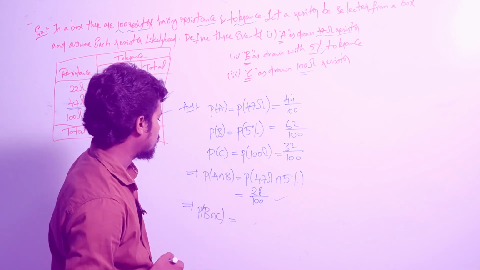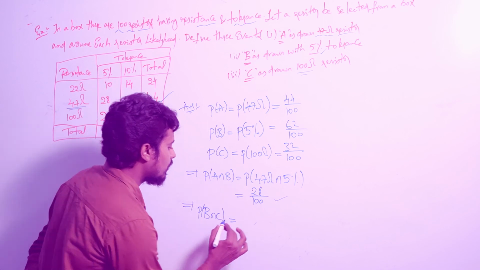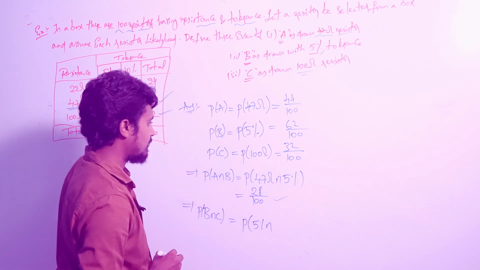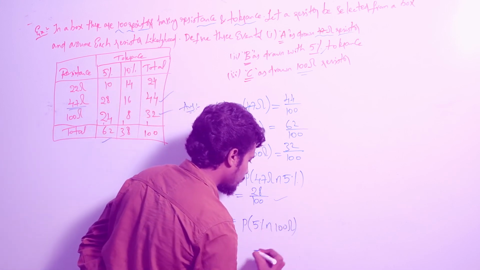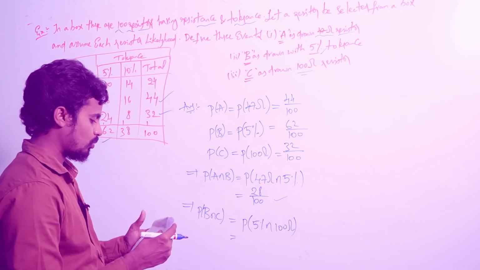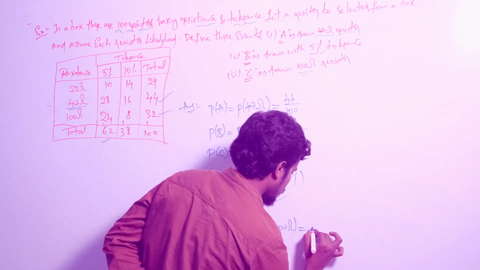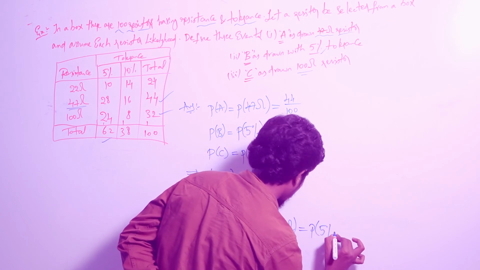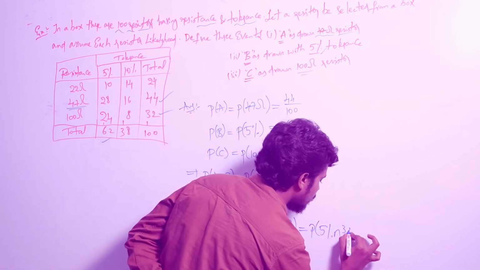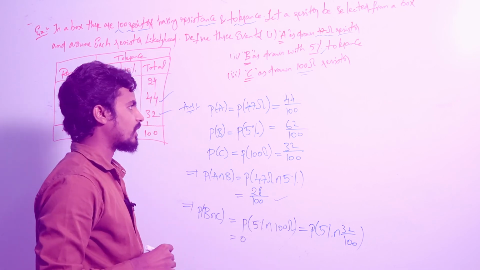You will get it easily. And next, P of B intersection C, that will be the P of B, the 5%, intersection C, the 100 ohm. If you apply the intersection for this, what will you get? That will be 0. Here, this will be the P of 5% intersection 100 ohm, which means 100 ohm. That will be 32 divided by 100. Now you can apply the intersection for this. You will get 0 as your answer.